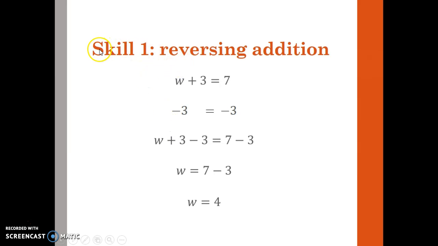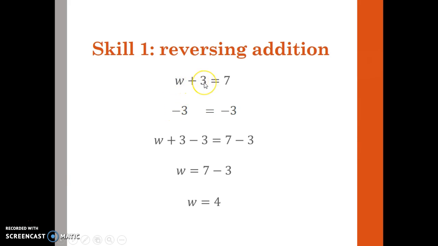So the first key skill that we need to learn in this is reversing addition. So we have w plus 3 equals 7. So we have addition and we need to reverse it. So instead of adding 3, we need to subtract by 3 to reverse, and we do that to both sides of the equation.